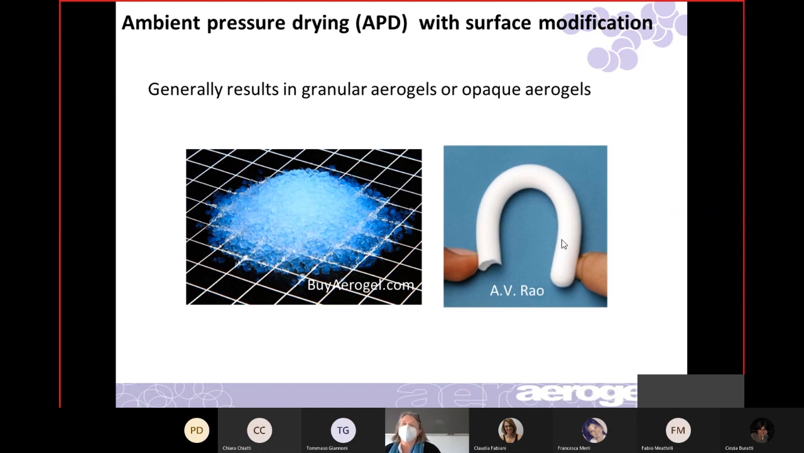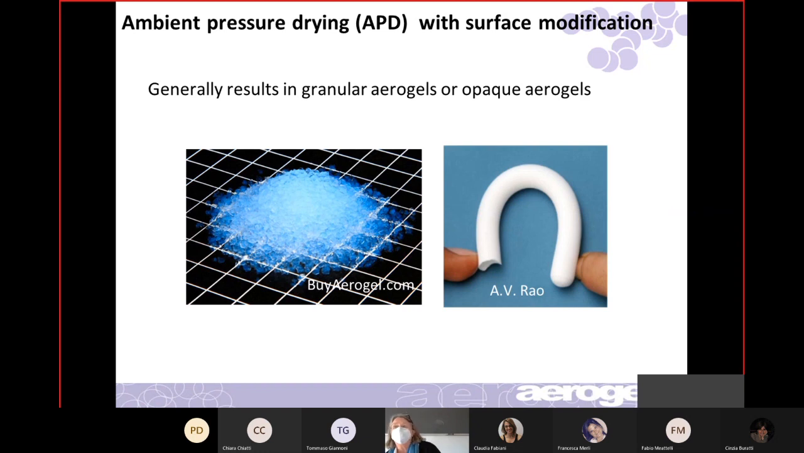There has been more recent work. There is a company in Japan that makes monolithic translucent aerogels. They won't share how they do it, but we have a colleague who went and worked with them and said weeks. It takes a long time to do it this way.